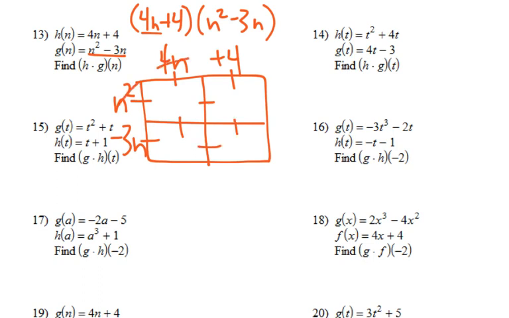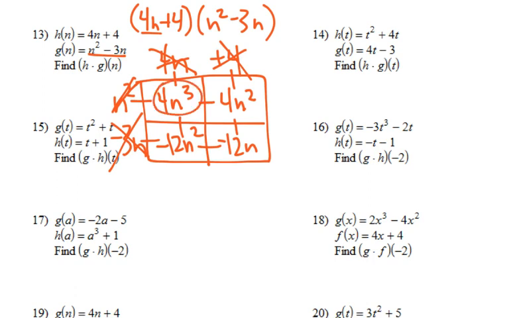So n squared and 4n give us 4n cubed. N squared and 4, 4n squared. 4n and negative 3n, negative 12n squared. Negative 3n and 4, negative 12n. Start with 4n cubed. Combine like terms. 4 and negative 12 would give us negative 8n squared minus 12n. And there's our simplified multiplication.